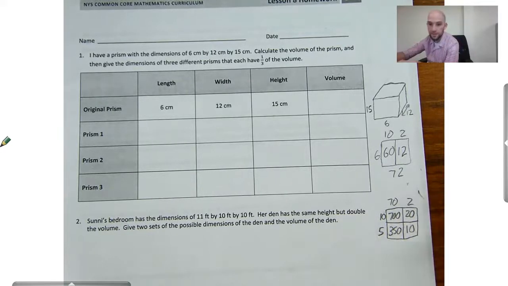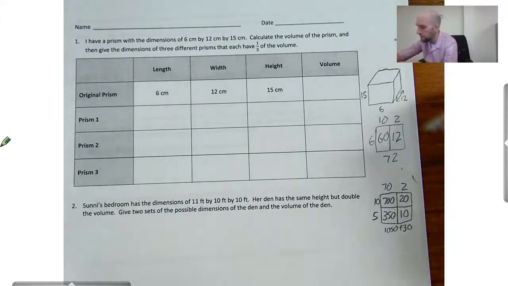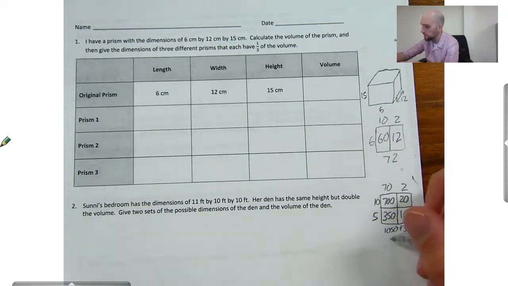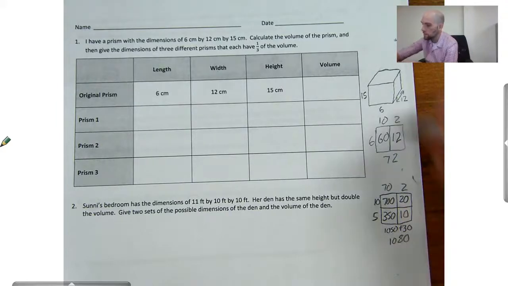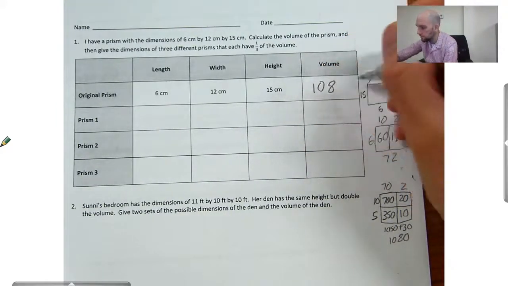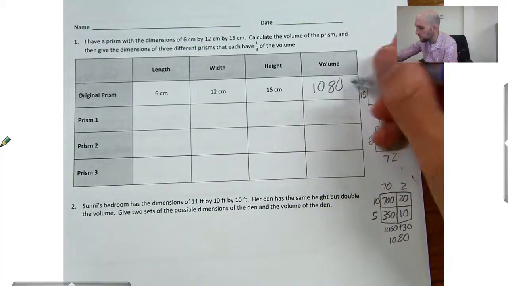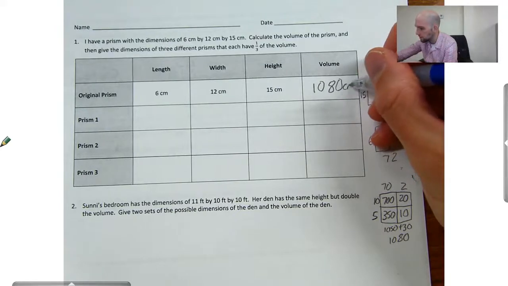When I add those together, I'll get 700 plus 350. Well, 700 plus 300 is 1,000, plus the other 50 is 1,050. And then 20 plus 10 is 30. Add those together, and I get 1,080. So I'm going to have a volume of 1,080 cubic centimeters.